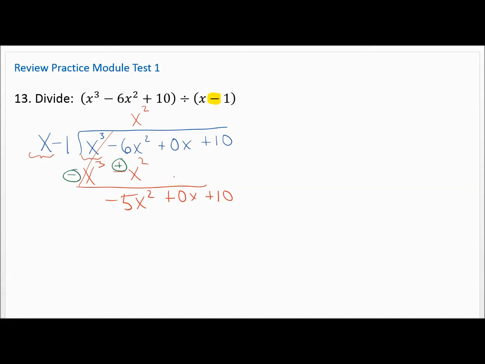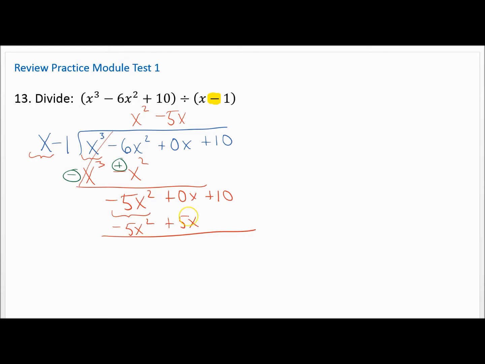So let's keep going. And once again, I'm doing this first step. What do I multiply x by to turn it into a negative 5x squared? Well, it's a negative 5x that you need, okay? Now, I've already handled the x squared. Don't go back to that. I'm just looking at this brand new negative 5x that I put up here. Negative 5x times x is negative 5x squared. Negative 5x times negative 1, negative times negative is positive, plus 5x. Now look, once again, your like terms line up, right? If they don't line up, you're doing something wrong.